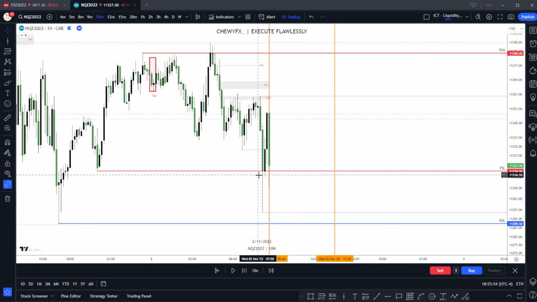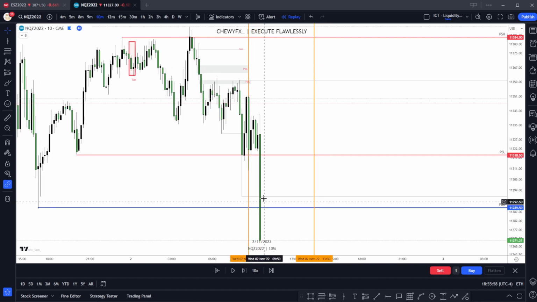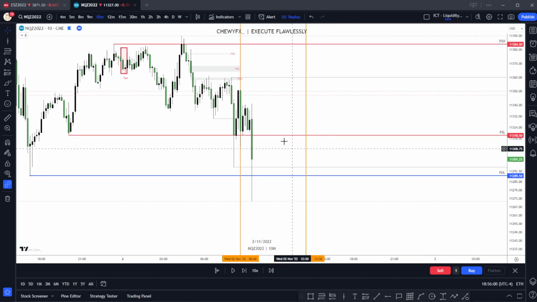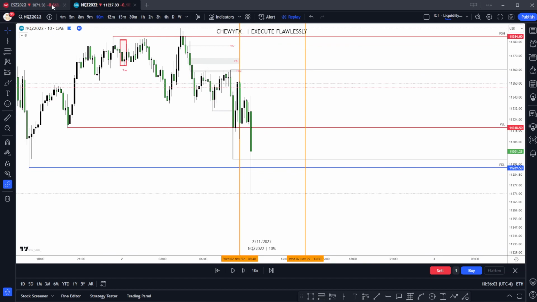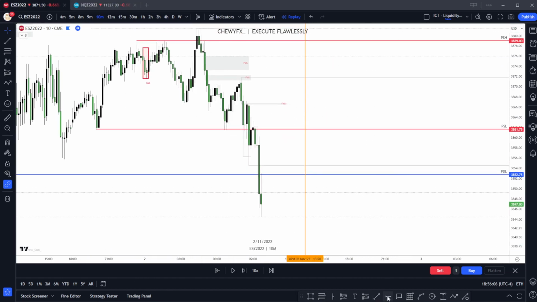Same scenario, very choppy market. So because of that reason, I'm going to wait for the previous day low to get swept first. There we go. It got swept. Now we're going to hop back onto ES here. We either want to see one of these two things occur.